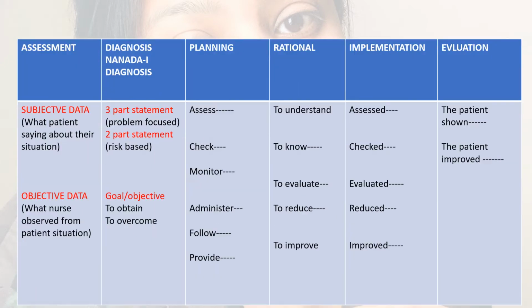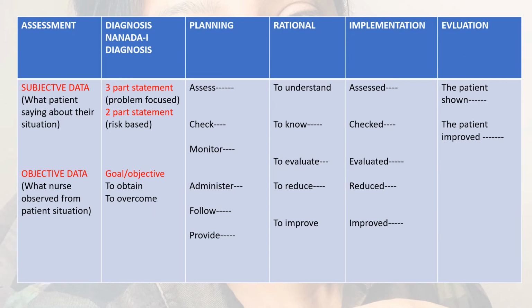Next we will see what is the format of a nursing care plan. So this is the format you have to write while writing a student nursing care plan. First column is assessment, second is diagnosis, that means NANDA International diagnosis, third is planning, fourth is rationale, fifth is implementation, and sixth is evaluation. Guys, this is very important. This is the format you have to follow for a nursing care plan.